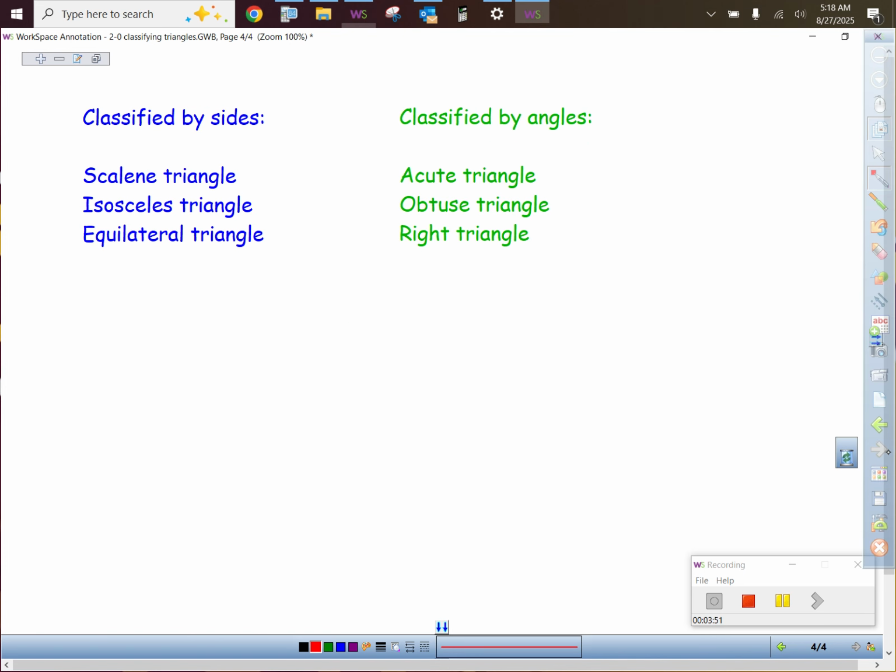To classify a triangle by sides, it's either scalene, isosceles, or equilateral. And then to classify it by angles is acute, obtuse, or a right triangle. Like I said, we didn't show any of those, but a right triangle has a right angle in it, and they can also be classified by its sides, so that is a scalene right triangle right there.